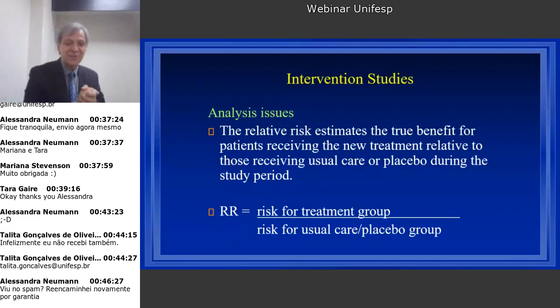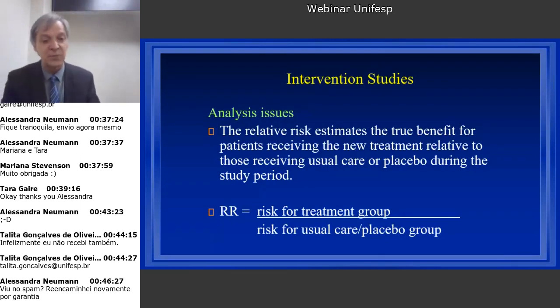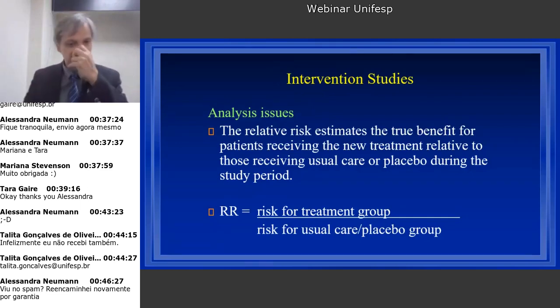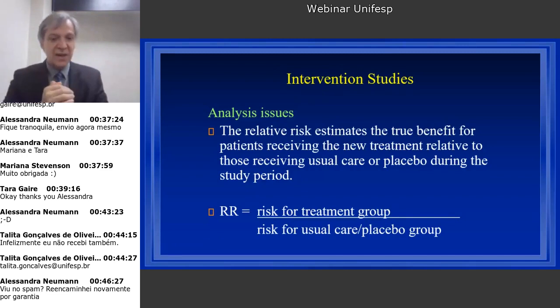Okay, let's go back to work. The relative risk estimates the true benefit of patients receiving treatment relative to those who are taking placebo. Why am I bringing this up? Because I'm going to talk a little bit about it. It's not analysis yet. We're going to talk about analysis at the end of this lecture. But because I'm talking about relative risk now, I'm going to use the term.